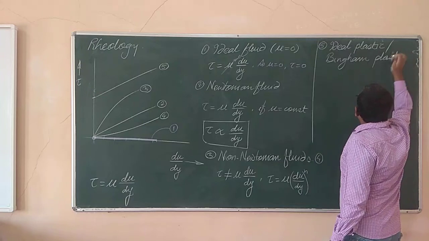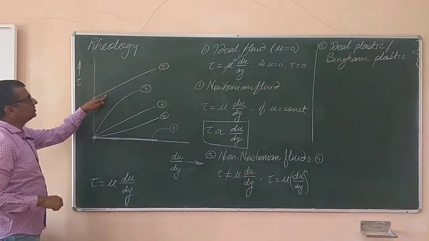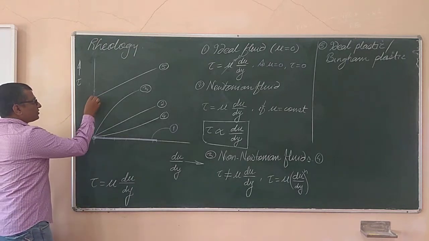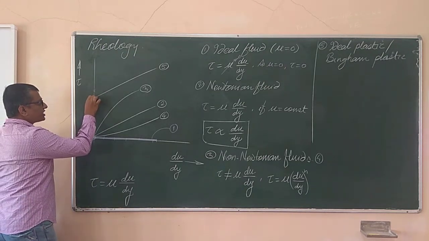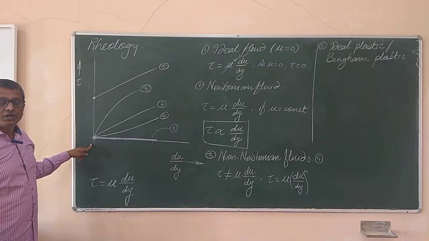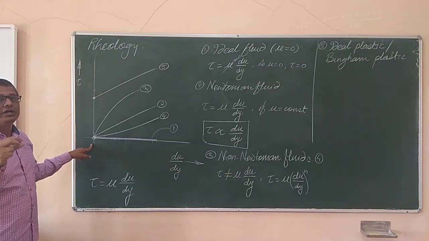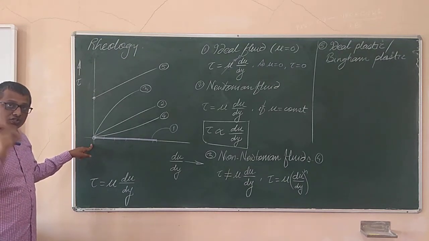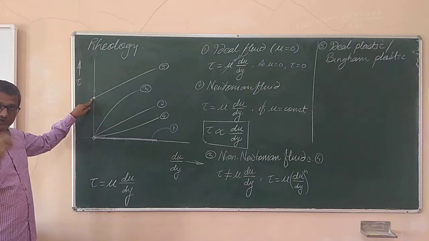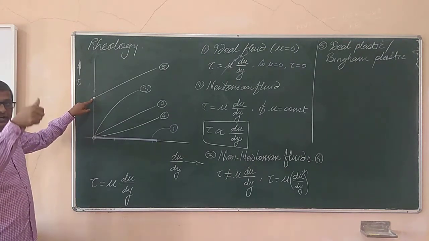Bingham plastic. Now what is that fluid? You can see that for this fluid there is some magnitude of shear stress at the beginning itself, when the velocity gradient is 0. It means that to have a velocity gradient, or a shear strain, there has to be a non-zero shear stress given to that fluid, then only it will start to deform. Then only the velocity gradient will get introduced.